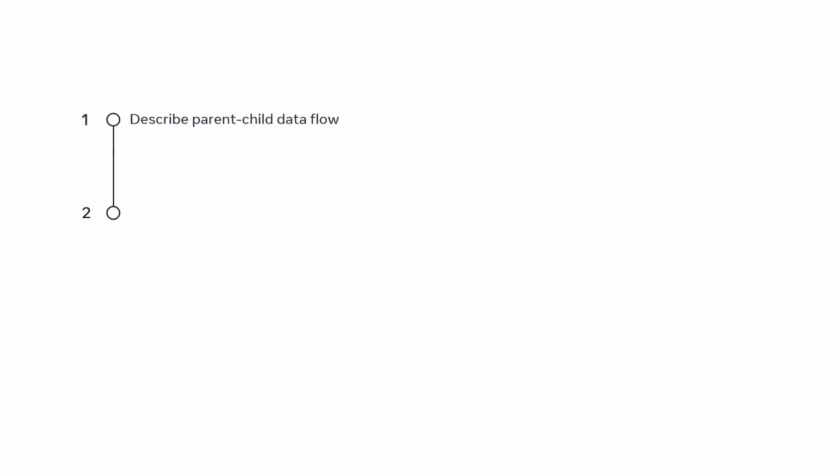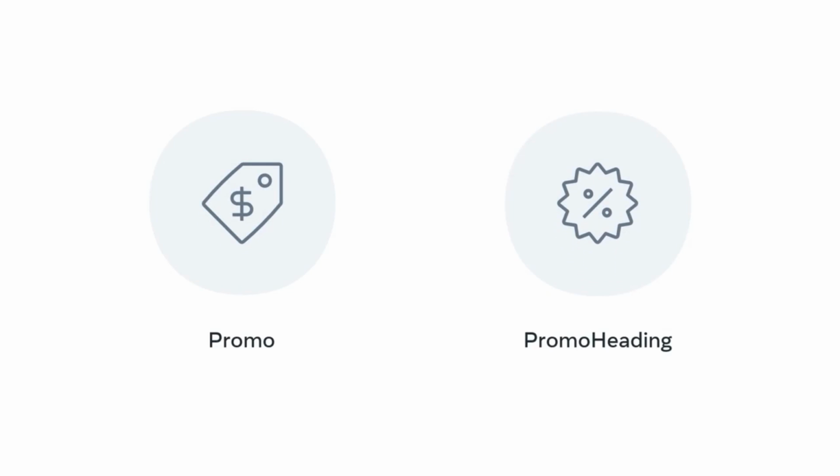By the end of this video, you'll be able to describe the parent-child unidirectional flow of data, and you'll gain an understanding of the hierarchy of React. Let's start with an example of two components which will be used in the same app. First is the promo component, which will return the content of the promo heading component that you will create later.